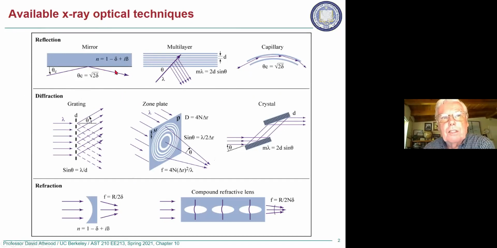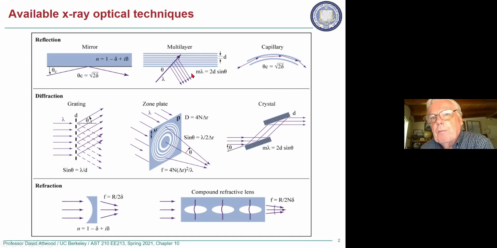So glancing incidence reflection, we've talked about. When your refractive index is a little bit less than unity, you get total external reflection. And depending on delta, there's a critical angle here, which for X-rays with the values of delta that we have, could be like in the EUV, 3 or 4 degrees. For hard X-rays, less than 1 degree. And I'll briefly show the slides again.